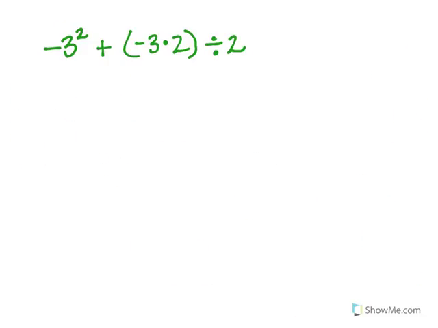Let's move on to a few more. All right, so this is -3 to the second power, or -3 squared, plus -3 times 2 divided by 2. Being that I have more than one operation, I'm going to write GEMDAS.